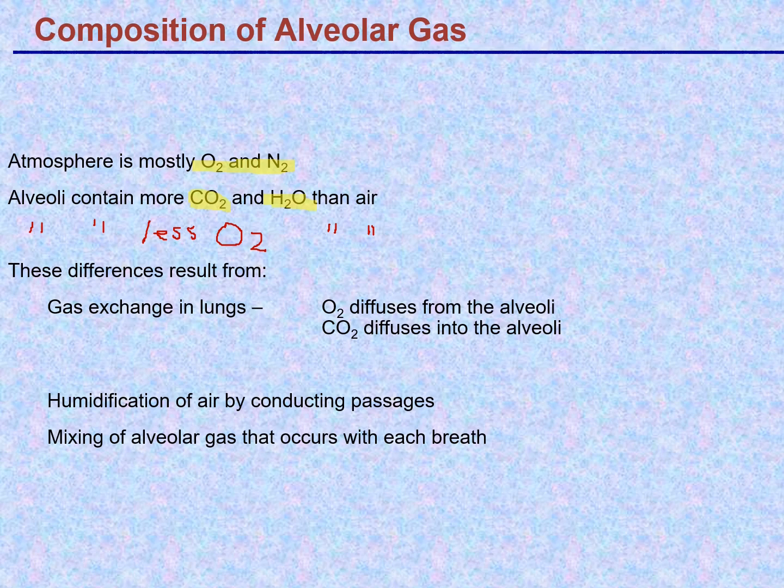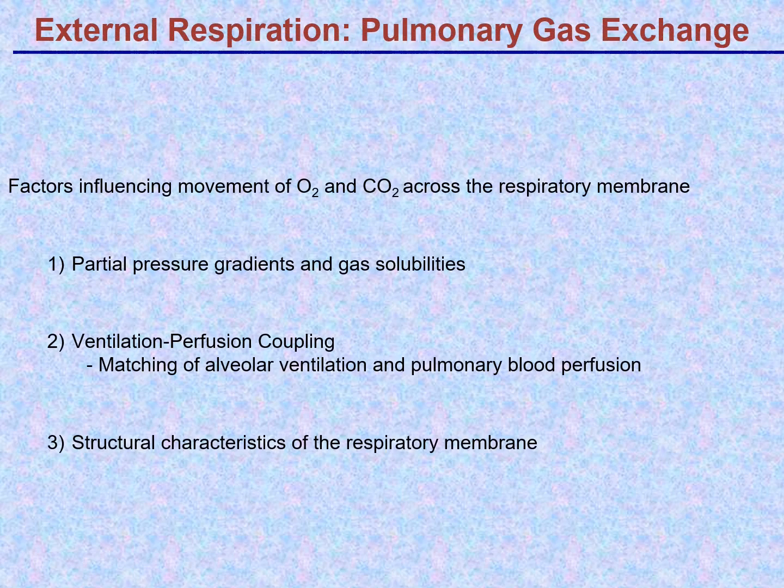Differences being due to diffusion of oxygen from the alveoli into the blood and diffusion of CO2 from the blood into the alveoli. Humidification of air occurs in the conducting passageways, the nose, the mouth, the pharynx, the trachea, the bronchioles, all the way down as far as the terminal bronchioles. And mixing of these differing gases, atmospheric and alveolar, occurs each time a person breathes in and out.